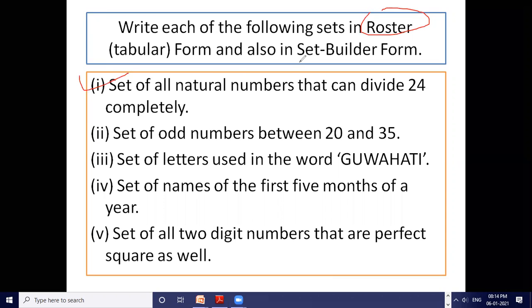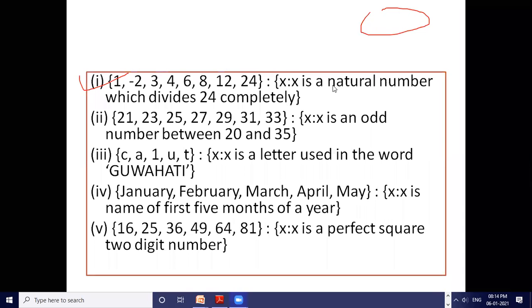First वाला देखते हैं हम. 24 completely. All natural numbers. So 24 को कौन-कौन डिवाइड कर सकते हैं? 1, 2, 3, 4, 6, 8, 12, 24. तो -2 मत लिखिए. Okay. This is +2. So this is the set for that. X such that x is a natural number which divides 24 completely. Similarly, next वाला हमारा क्या था?